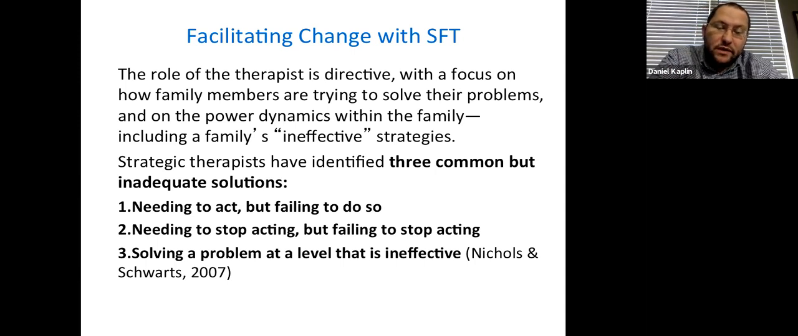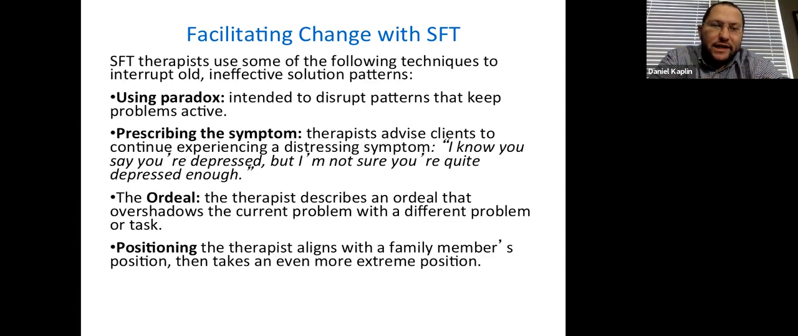So it's kind of superficial problem solving. So the level is ineffective. These are very common things we see as ineffective strategies. So what do we do? How do we address this?